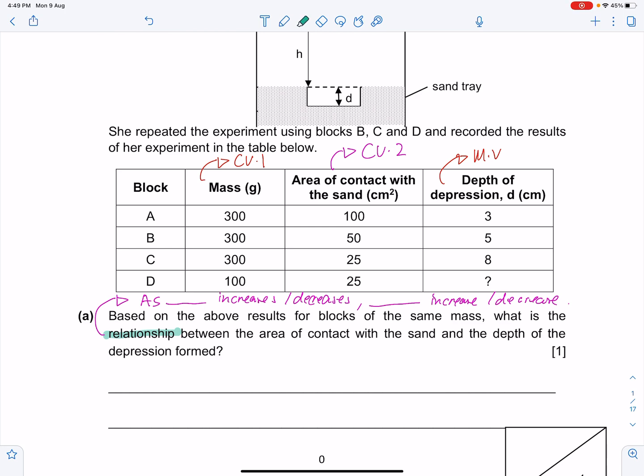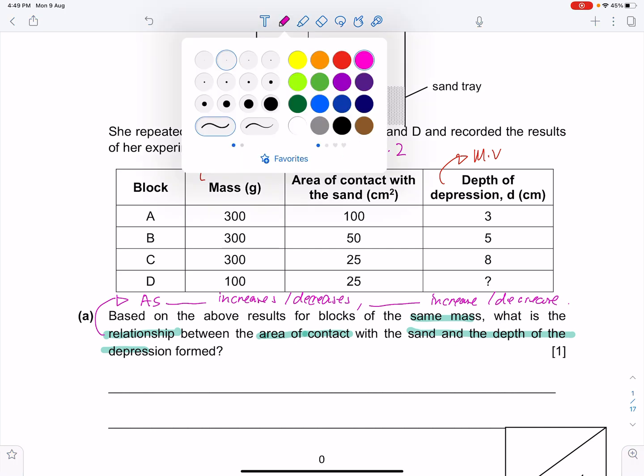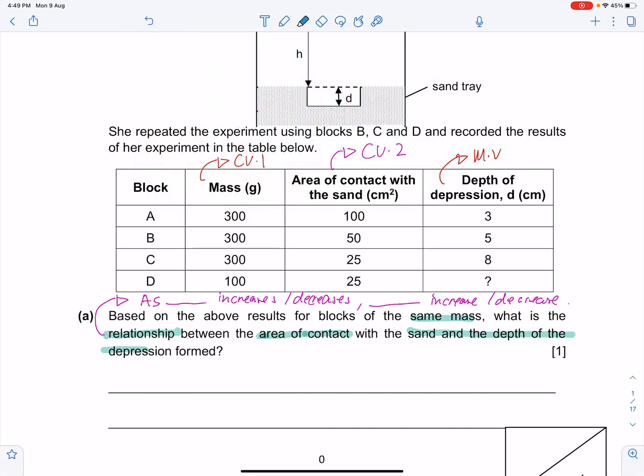Then the next thing we realize is that area of contact is the next thing, and the depth of the depression. And they also want blocks that are of the same mass. So I would go right ahead to do some annotations. Maybe use a ruler and draw out the data that they want us to look at. The data that they really want us to look at would be just A, B, C, because only these three are the same mass. So looking at the area of contact, as it decreases, the depth of the depression will increase. Okay, you do realize that?